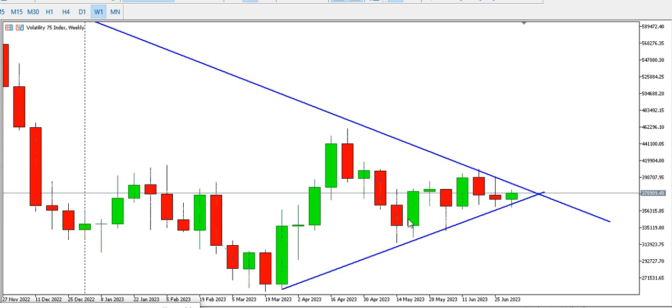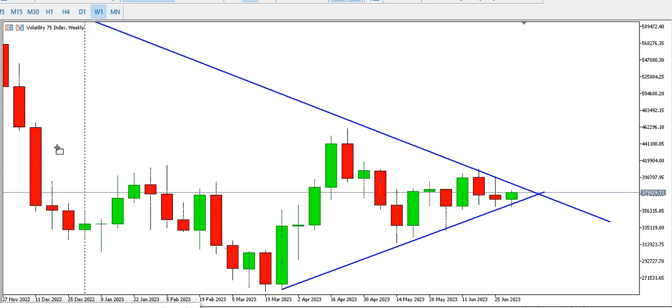Let's just take a look at it. 1, 2, 3, 4, 5, 6, 7, 8, 9, 10, 11, 12, 13, 14, 15th week, currently in the 15th week of this particular range. The range started around here, so it's been going for months. Price has been ranging. Let's take a look at it on the weekly time frame.